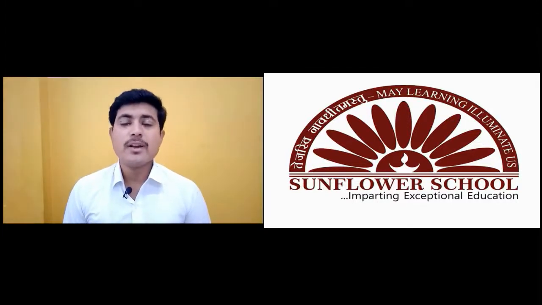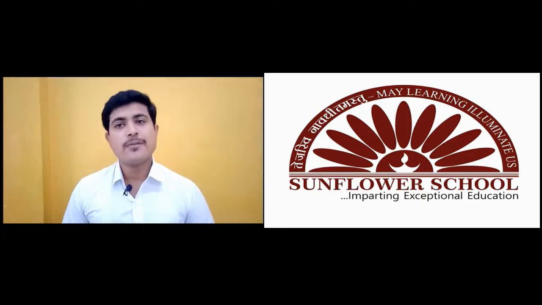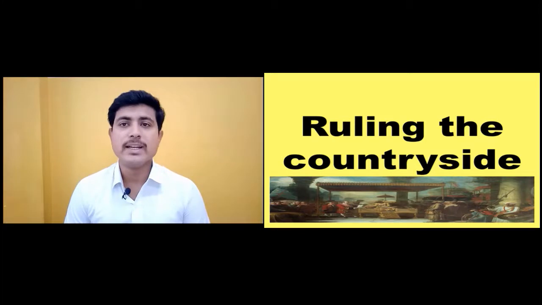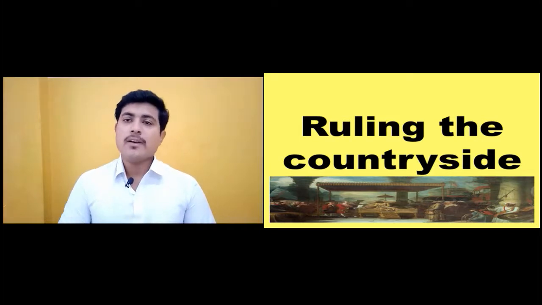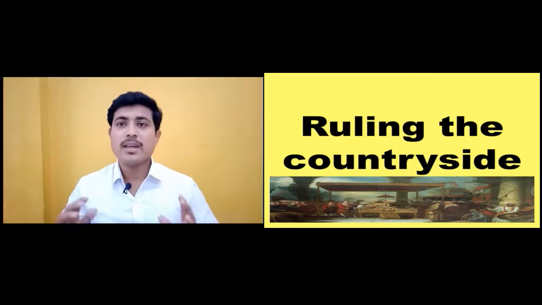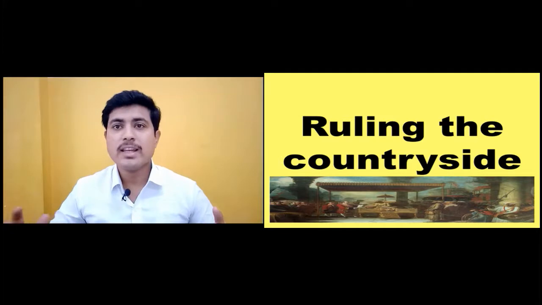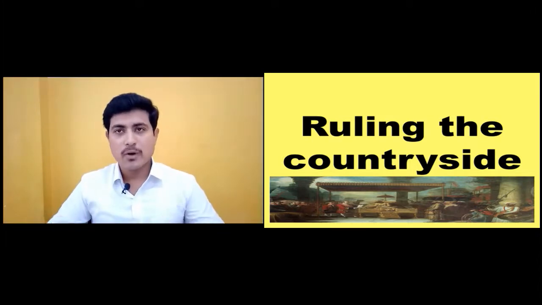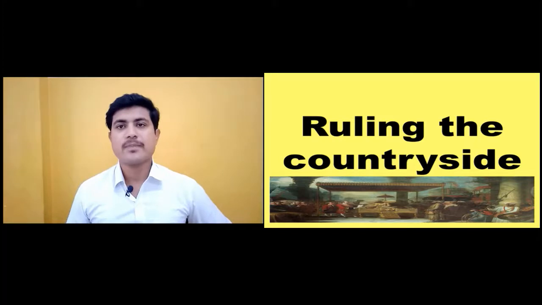So till now we have completed half of our chapter, Ruling the Countryside, in which we have studied how the East India Company became the Diwan, how they started exploiting peasants, and what different systems they introduced to systematically exploit those people. Now in this video we are going to see how they forced and exploited those peasants further.